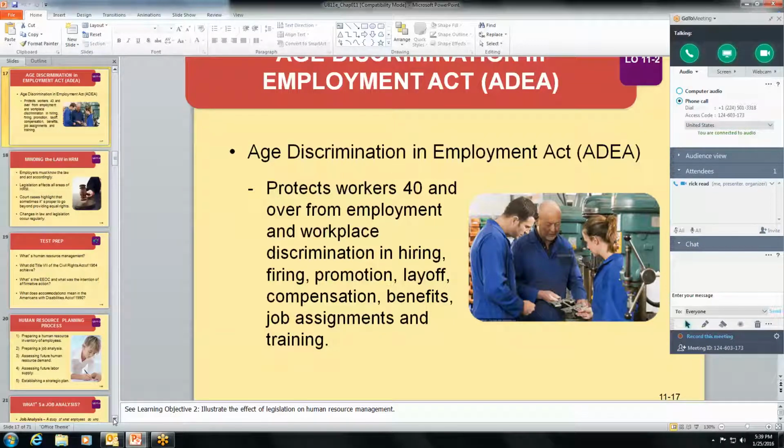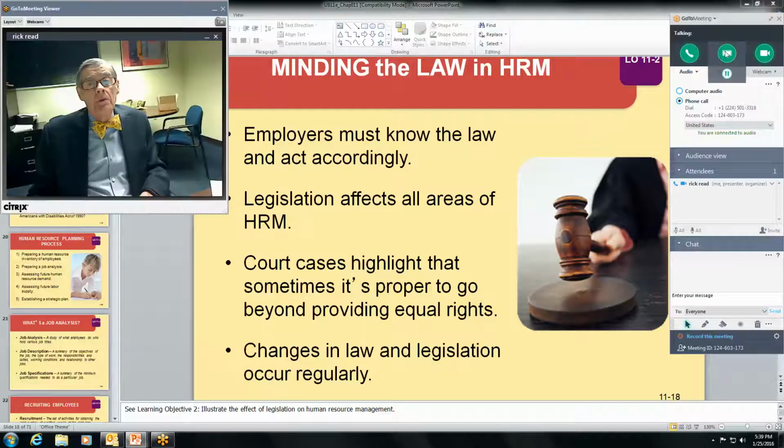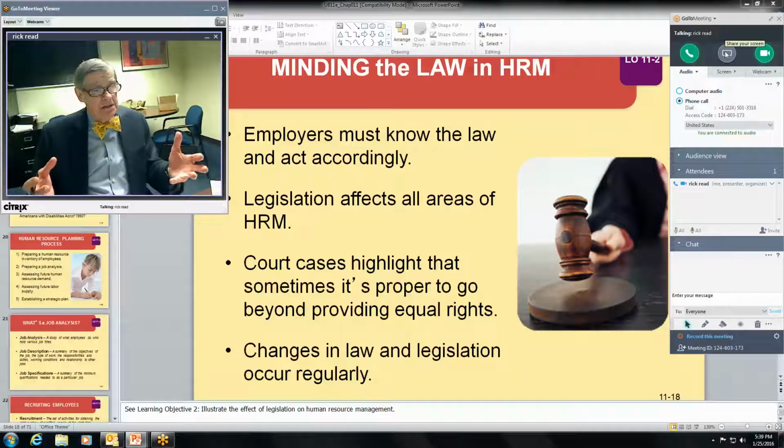Employers have to know the law, and that's what they have a human resource department for. Legislation affects everything a company does, and we know that changes in legislation occur on a frequent basis, so it has to be kept up with.